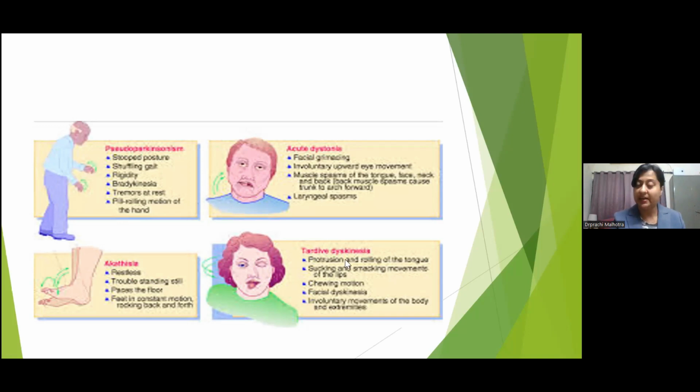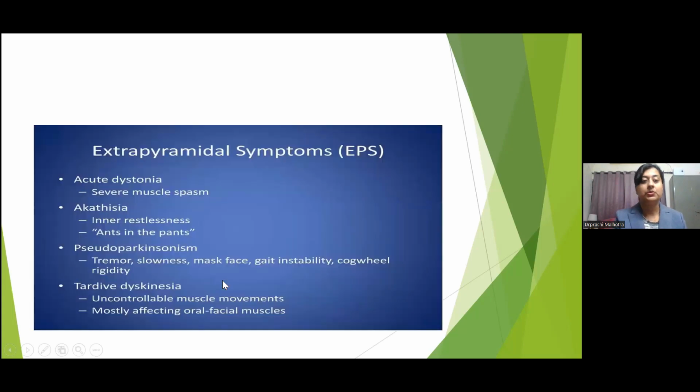And this is the tardive dyskinesia picture. Okay, the chewing motion, there will be facial dyskinesia, involuntary movements of the body. So here you can see what happens in pseudo-Parkinsonism: there will be tremor, slowness, mask face, gait instability, and cogwheel rigidity. And acute dystonia is severe muscle spasm.